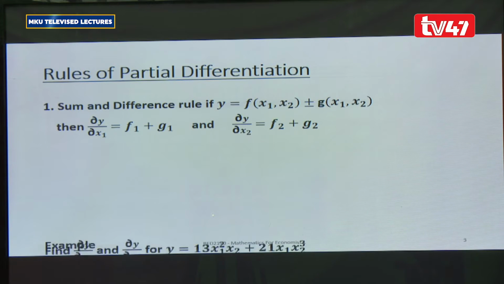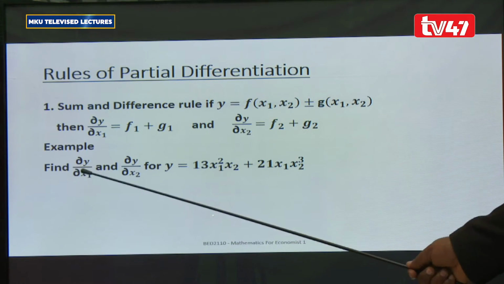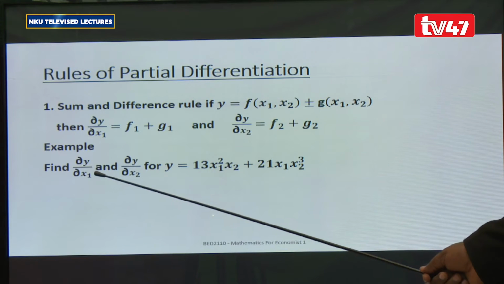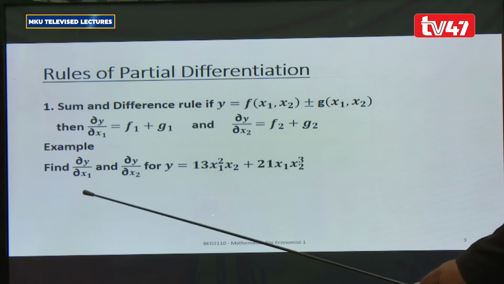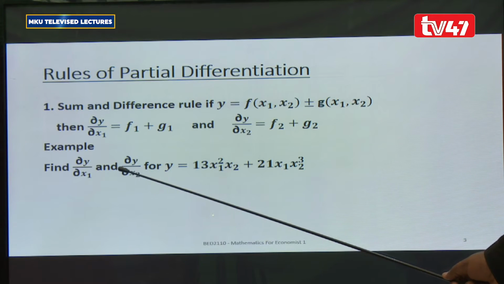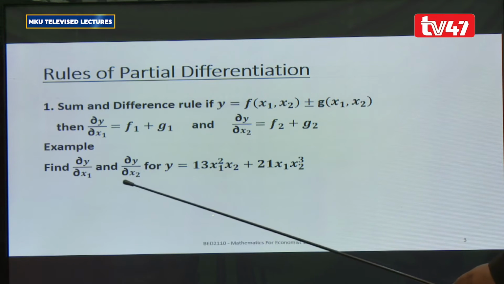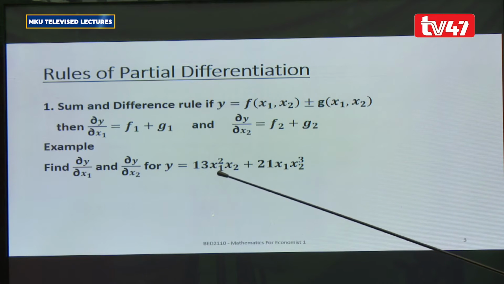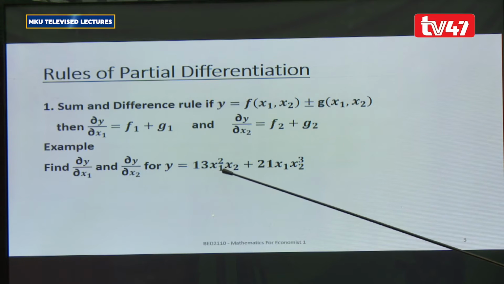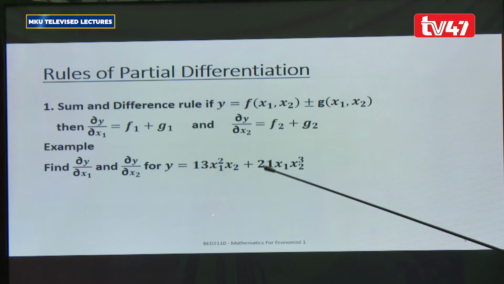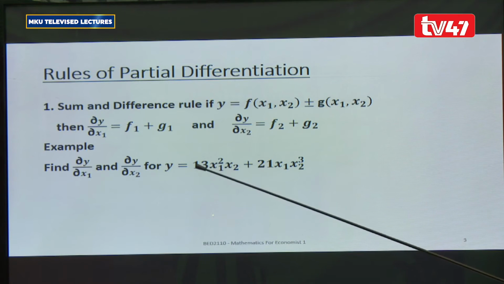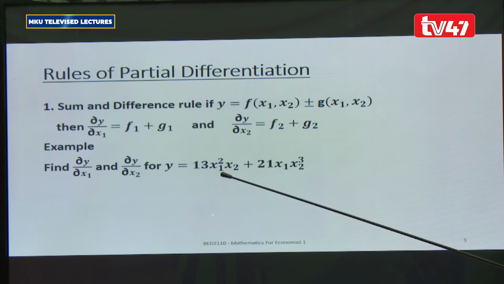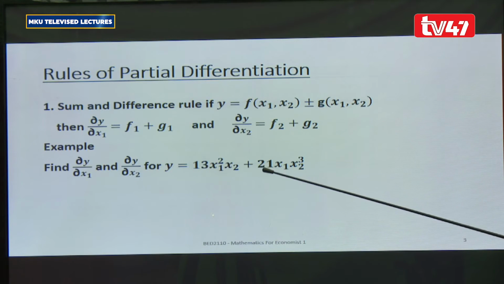Let's get an example. Find the first derivative with respect to x1 and the first derivative with respect to x2 of this function: 13x1 squared x2 plus 21x1 x2 cubed. Now in this case, as I've said, this will be our f(x1, x2). This will be our first function, and this one will be our second function.